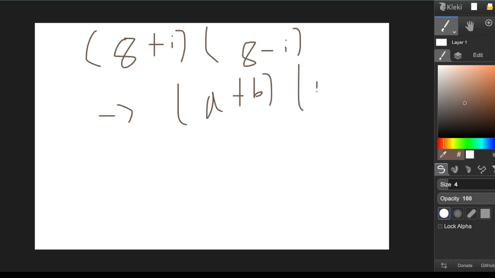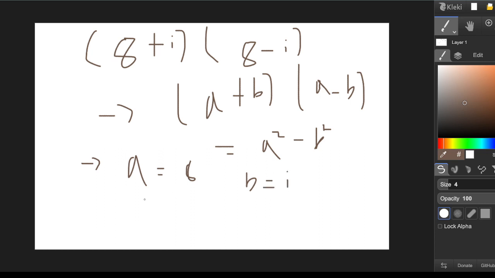And the rule states that a plus b times a minus b is a squared minus b squared. In this case, our a is 8 and our b is i. So we're going to get 8 squared minus i squared. So 8 squared is 64, minus i squared is negative 1. So we should get 65. Alright, 65.